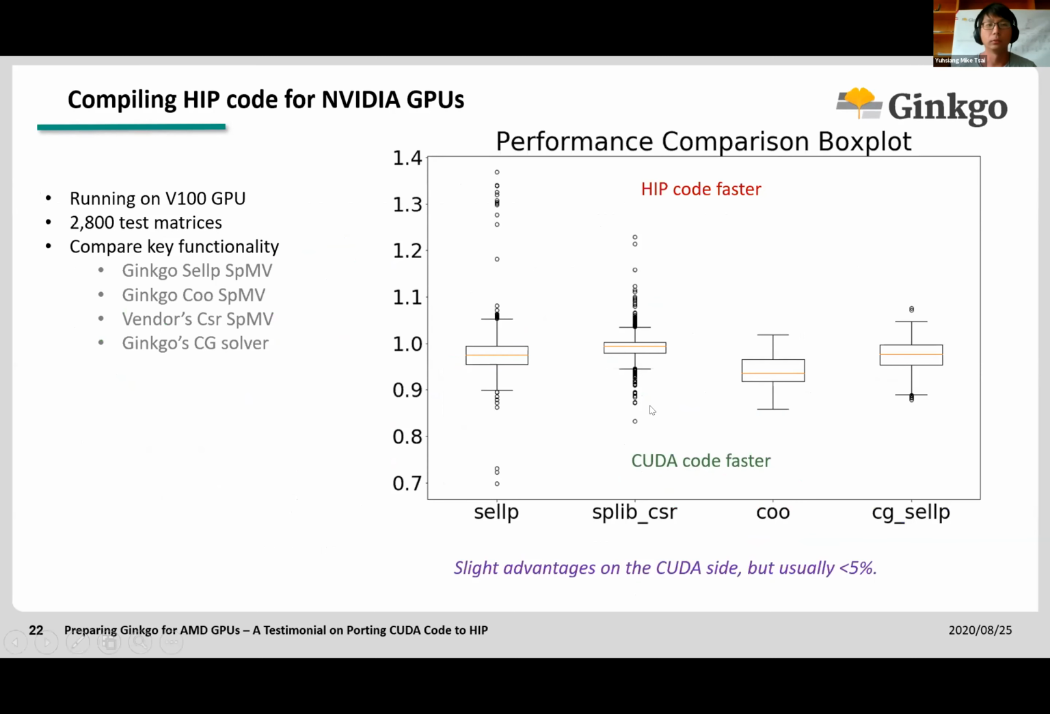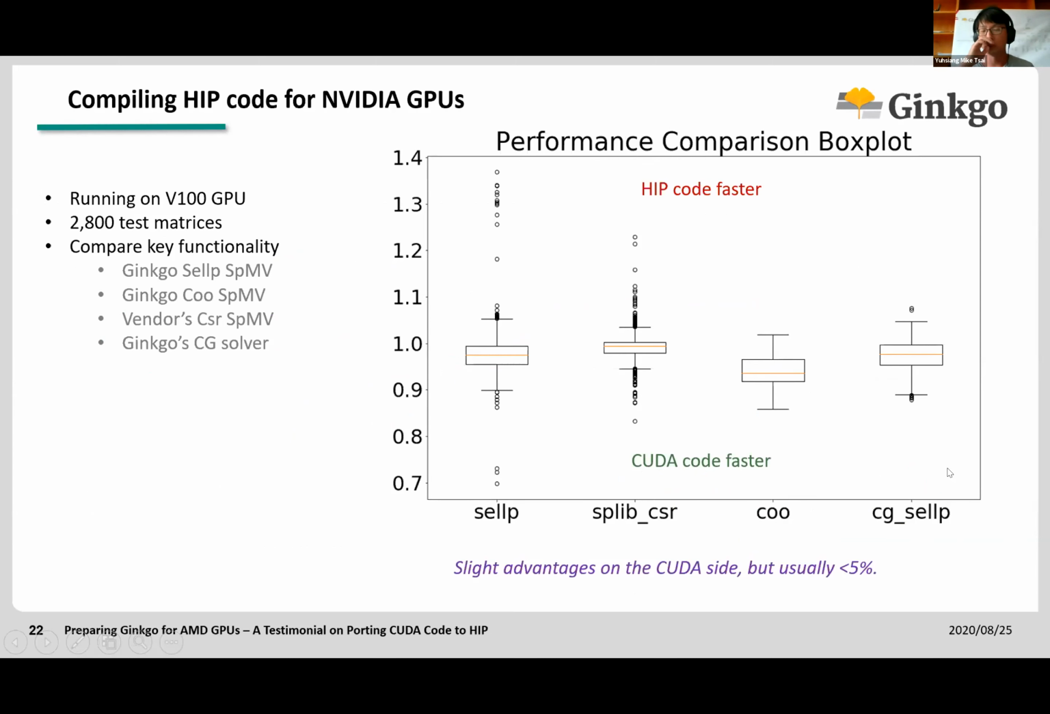So we also run another test from the Ginkgo code, against the CUDA and HIP code on the V100, from CLP, our implementation, and the sparse library CSR, and also our COO. Our COO will use a lot of atomic add, so we can also make sure the atomic add will not be the big issue between the HIP and CUDA, and also the conjugate gradient solver.